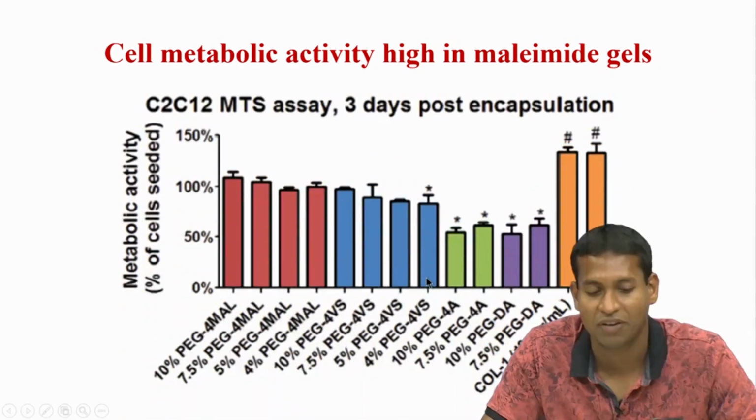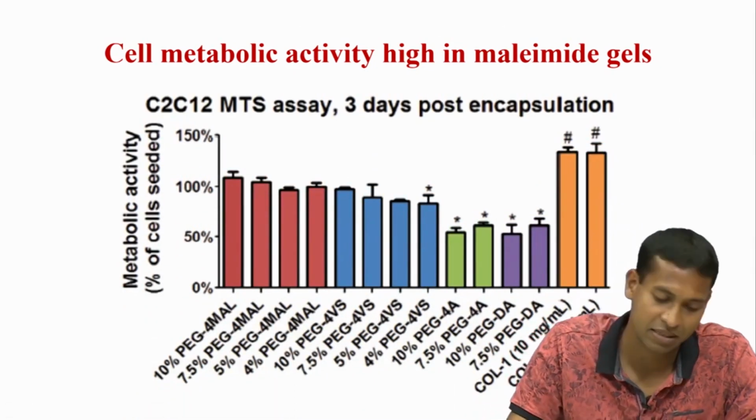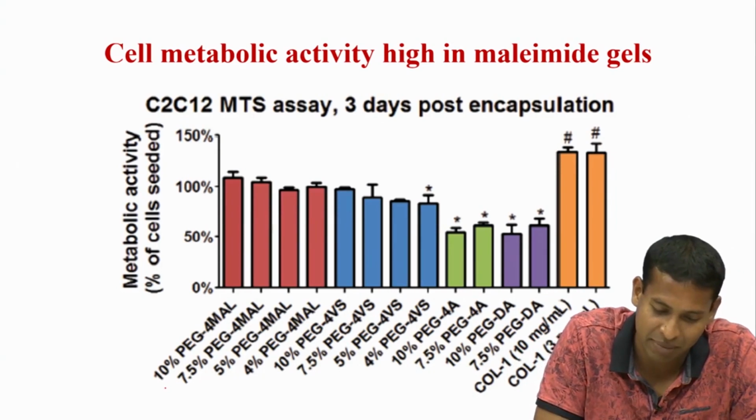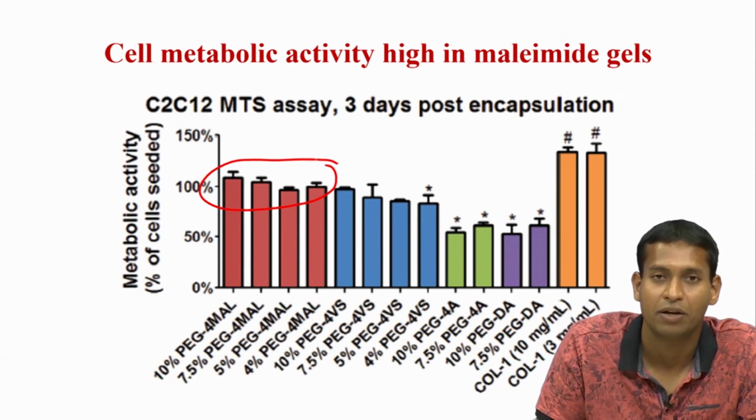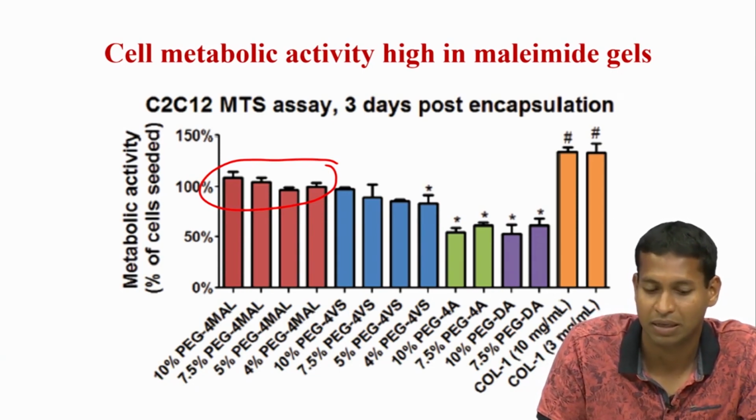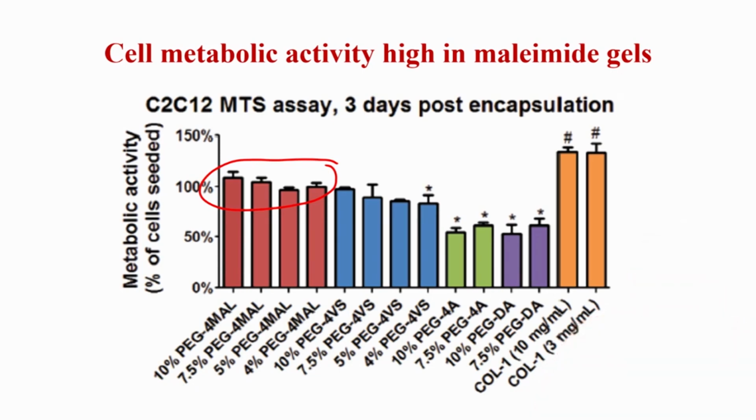Then they further went ahead and looked at metabolic activity. They found that metabolic activity was high in maleimides. Here you have maleimides in the red, and all of these are compared to a 2D control in which there was no gel. You find that they are fairly well metabolically active, whereas the metabolic activity decreases in other conditions.